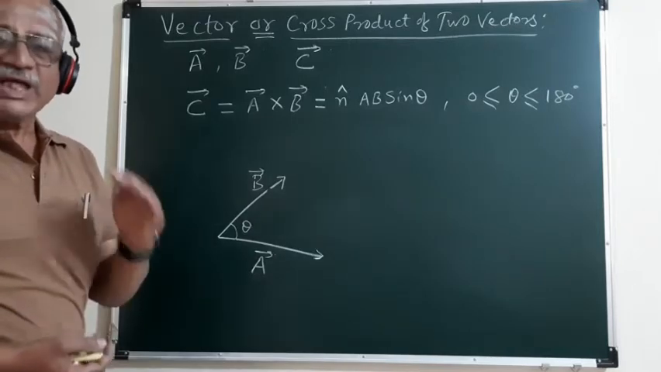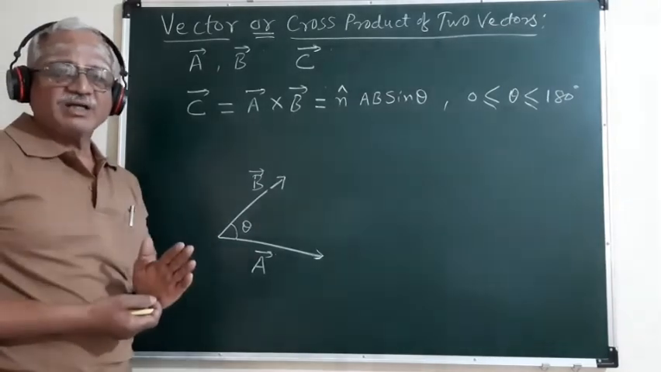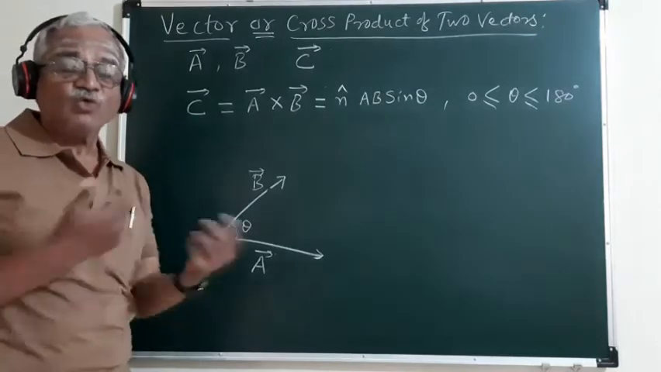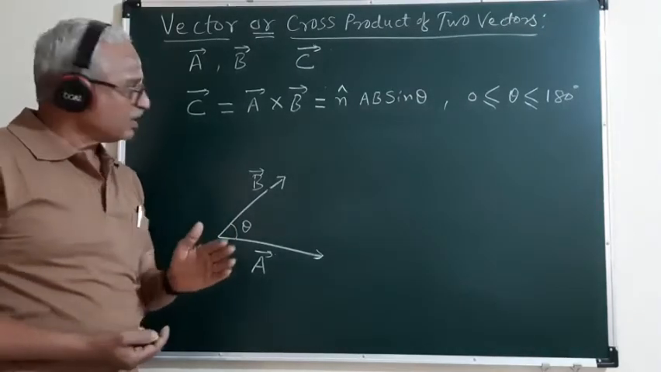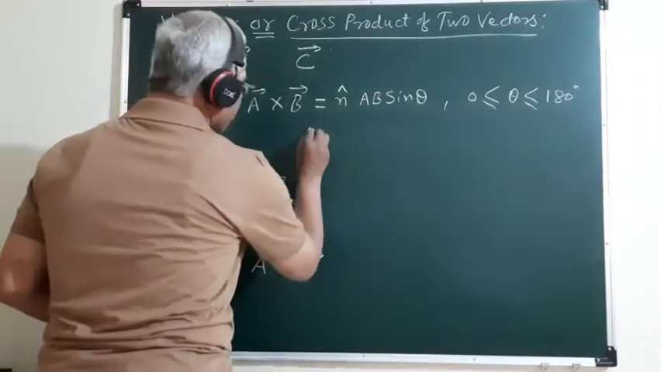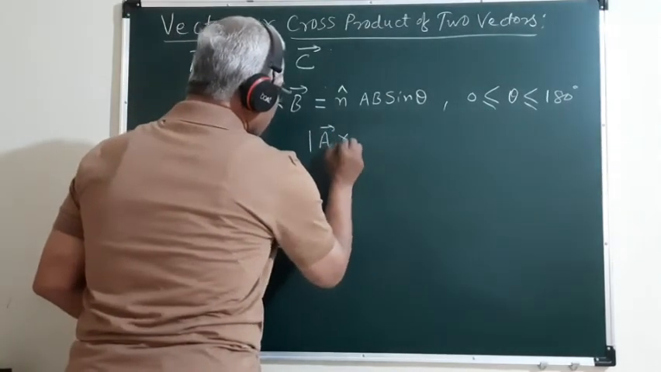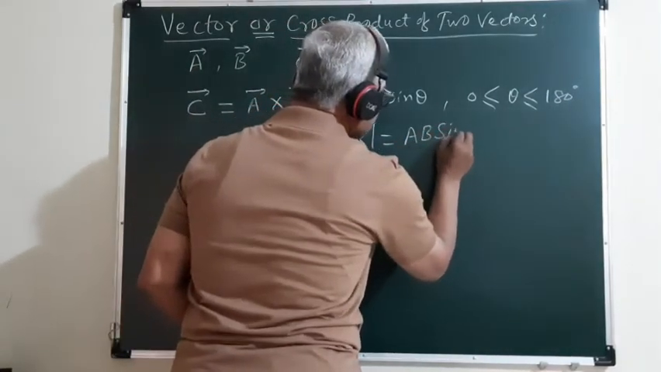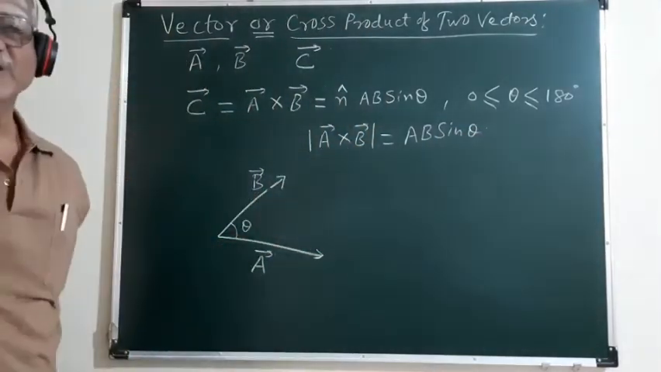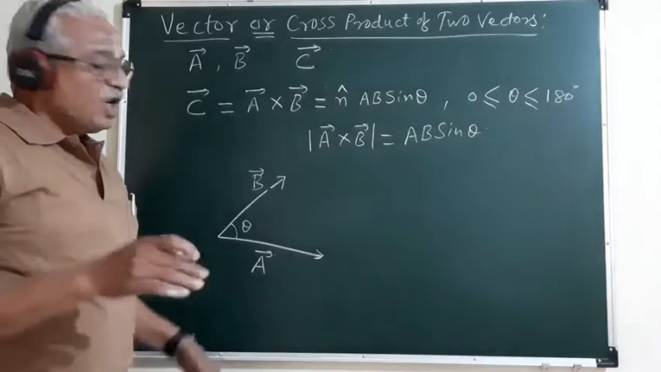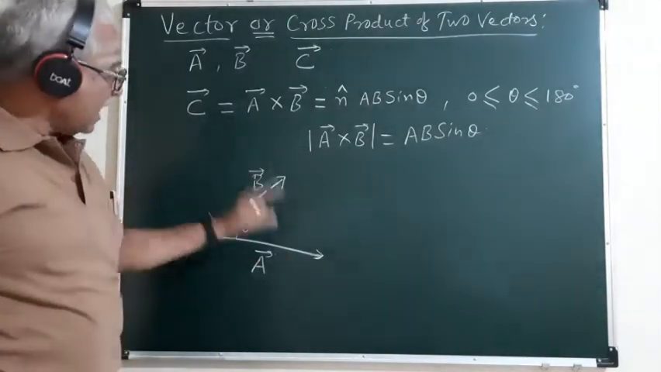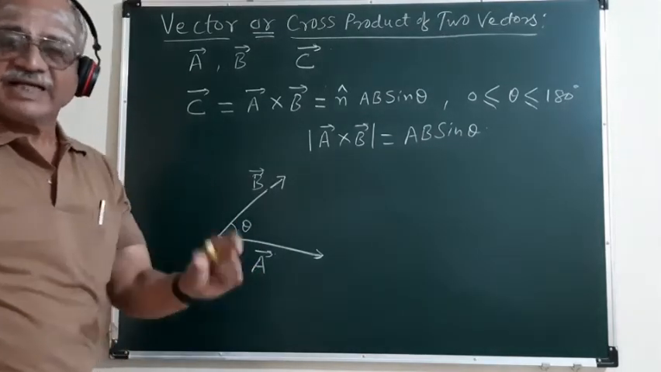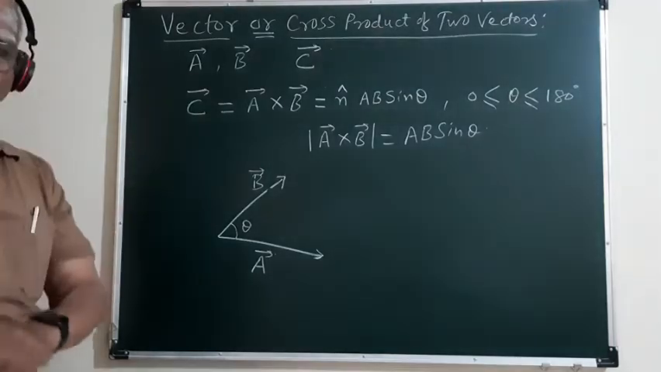Now, if this vector C bar is perpendicular to the plane of A bar and B bar, whether it is directed upward or downward, how to know it? The magnitude of A bar cross B bar is expressed as AB sine theta. This gives the magnitude of this vector. How to know the direction? The direction of this vector C bar is obtained by using the right hand rule or right hand screw rule.